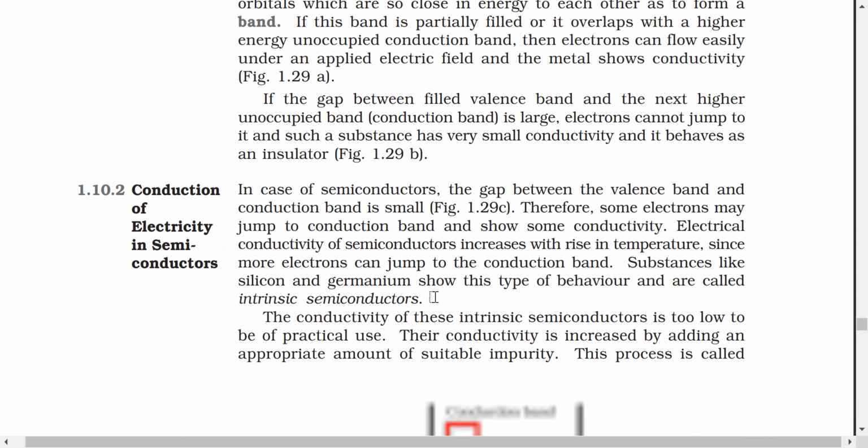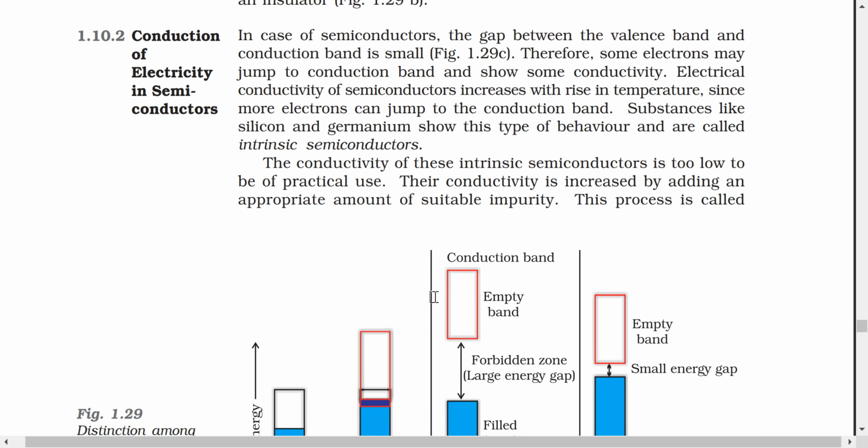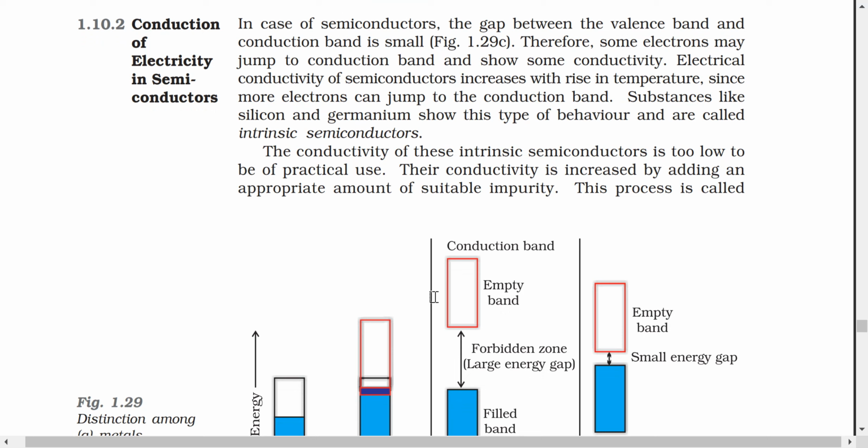Now semiconductors are the same, you discuss this in a very good manner in physics. In case of semiconductors, the gap between the valence band and conduction band is small. Therefore, some electrons may jump to conduction band and show some conductivity. Electrical conductivity of semiconductors increases with rise in temperature since more electrons can jump to the conduction band. Substances like silicon and germanium show this type of behavior and are called intrinsic semiconductors.